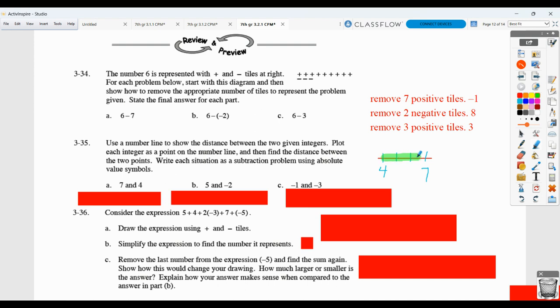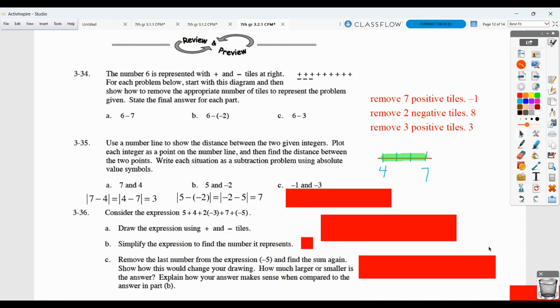Well, the way to find the distance between two values is to find the difference between those values. So it's the absolute value of 7 minus 4. Or you could actually make it the absolute value of 4 minus 7. It's just finding the difference between these two values. And we know that absolute value will always be positive because it represents distance. So either way, your answer is 3.